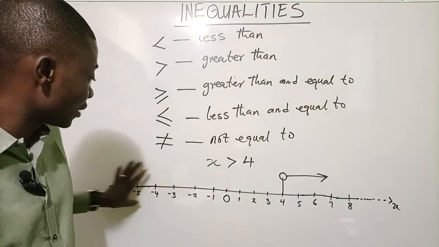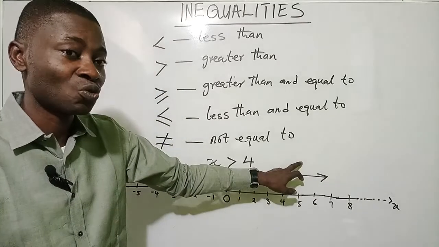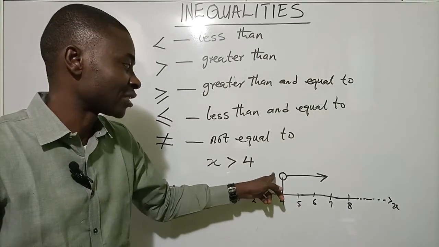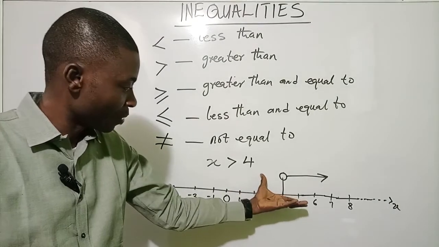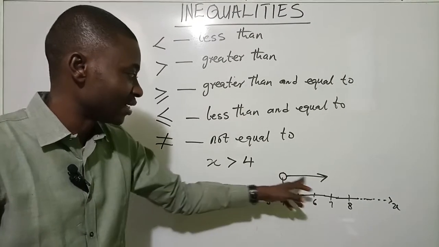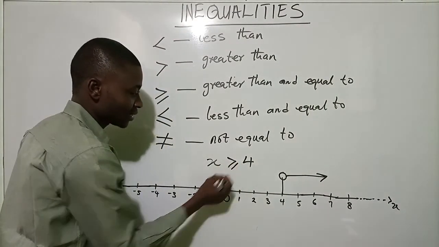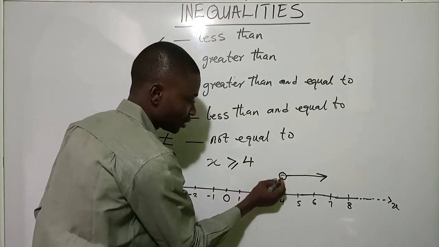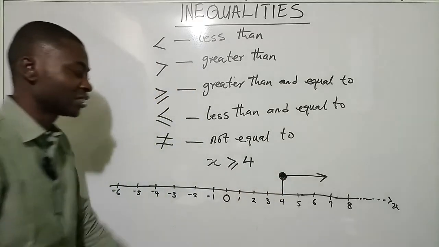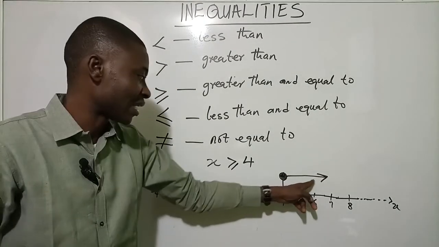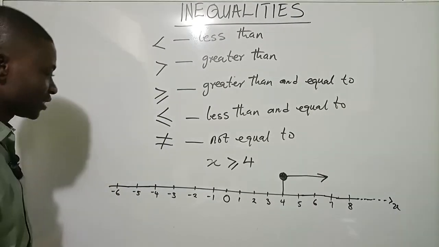Sometimes you see a number line like this, and I tell you to write out the expression represented in the number line. So maybe you have something like this, which means x is greater than 4. If you have something like this, where the circle here is filled, this means x is greater than or equals to 4.